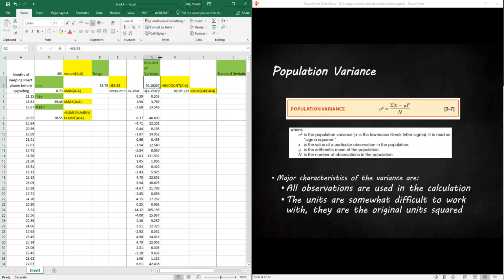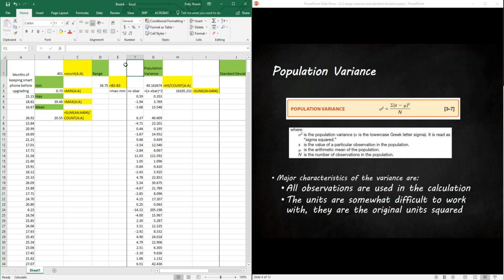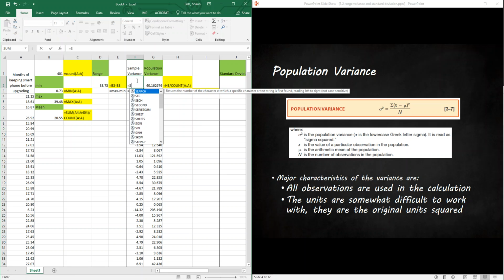Okay, the population variance. Now we're going to do something called the sample variance, which is slightly different, but it's not going to change all too much. So we've got this right here, which is the sum of all of the squared distances from the mean, divided by the total number of observations minus 1.